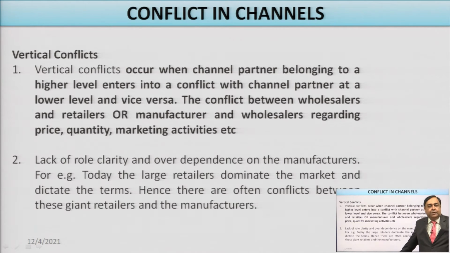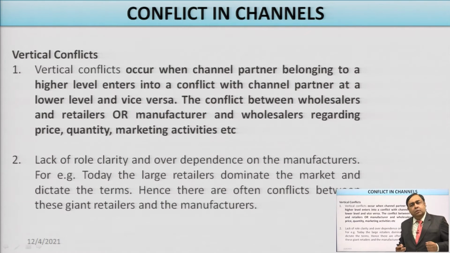What is vertical conflict? The term vertical refers to the level. See, vertical is like this. So, vertical channel conflicts occur when a channel partner belonging to a higher level enters into a dispute with a channel member who is below. That is, a member in the higher level is involved in a dispute or a conflict with a member below in the line.